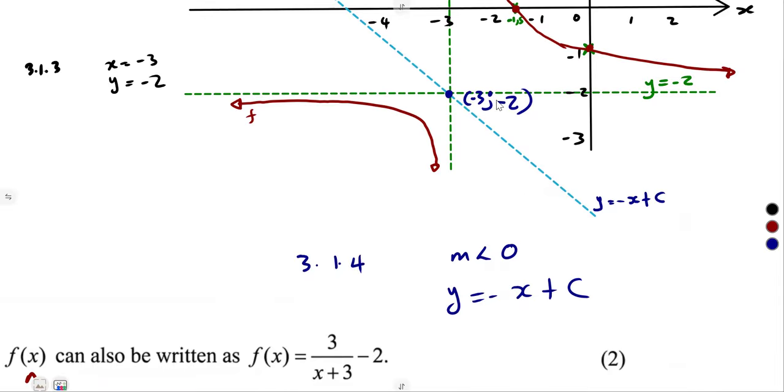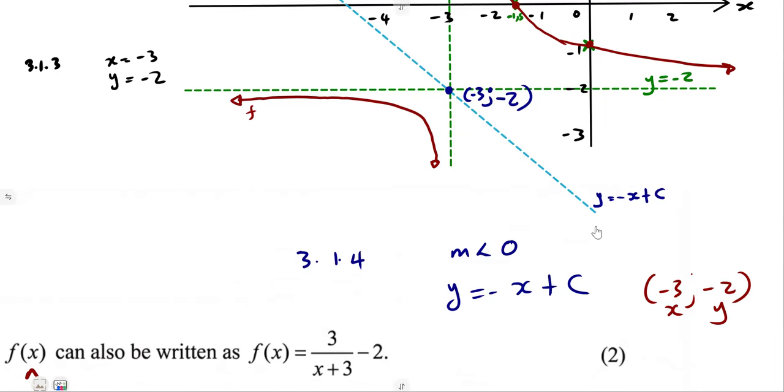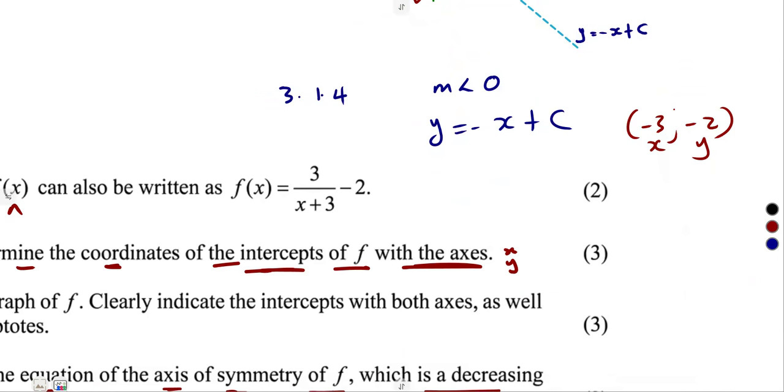To find the c, substitute what we have at the asymptotes, the minus 3, minus 2. We have got the x value because the line passes through that point. So you must use that point to determine the value of c. When y is minus 2, we substitute our x. Our x is what? Negative 3. So this is it. We can solve for c.